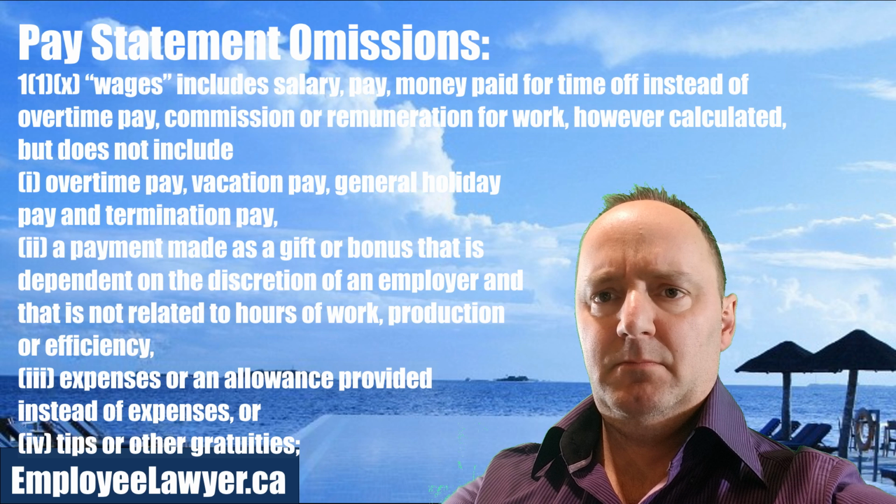So before we go into the does not include part, we have to see how expansive and broad this is, especially in the final words. It is remuneration for work. It is whatever is effectively received for undertaking work. And then we look at this. What are the exclusions? 1: Overtime pay, vacation pay, general holiday pay, and termination pay. So those are out.